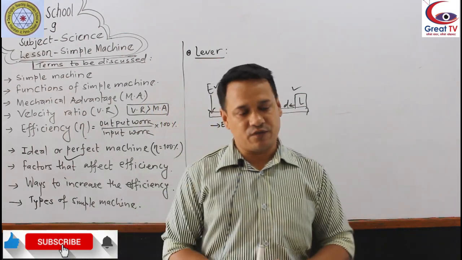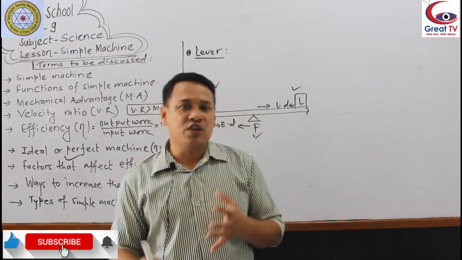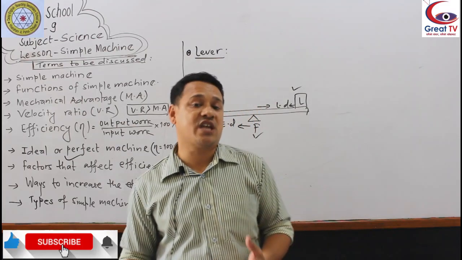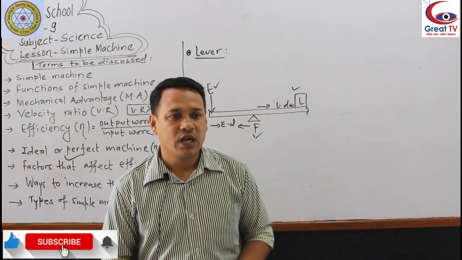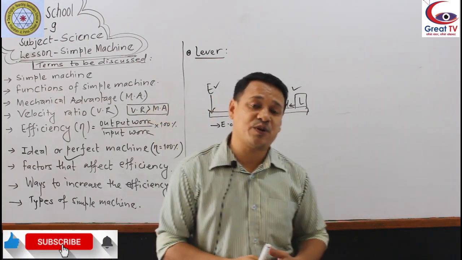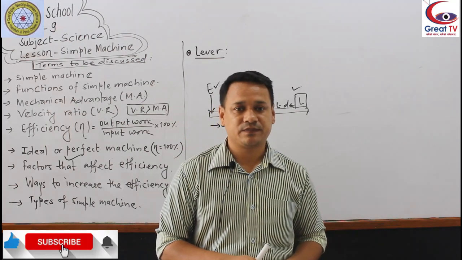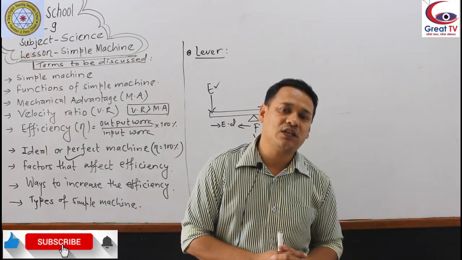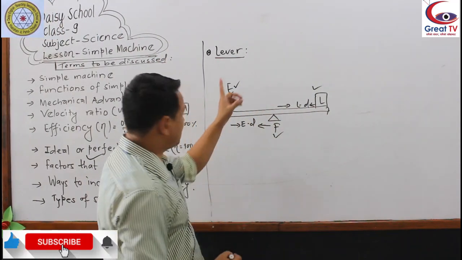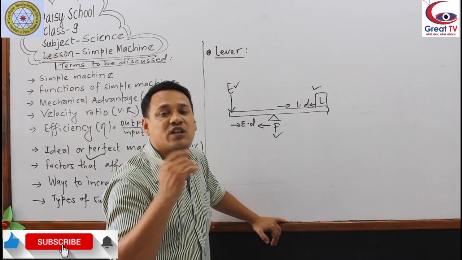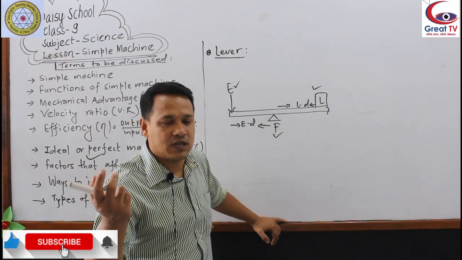Due to the balance of effort distance and load distance, or according to the position of load, fulcrum and effort, a lever can increase the speed of work, can magnify the applied effort, or can change the direction of force. Remember, we already discussed in mechanical advantage: if MA is more than 1, it magnifies the effort; if less than 1, it just increases the speed of work.